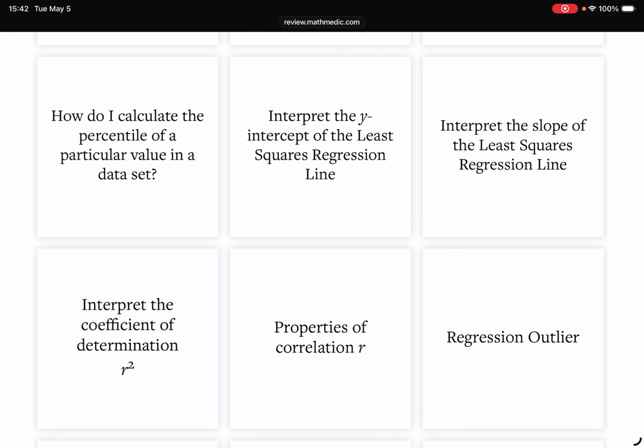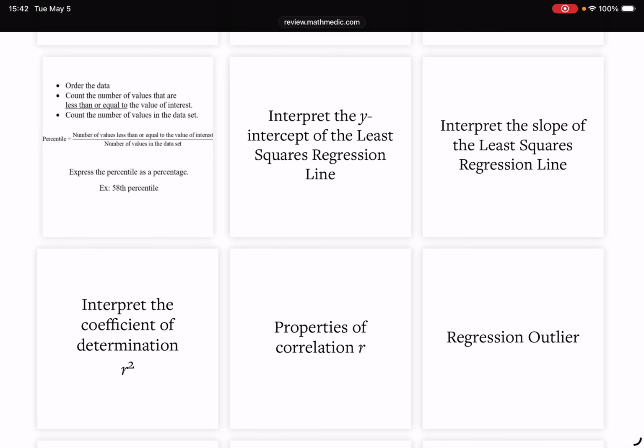How do I calculate the percentile of a particular value in a data set? So it says order the data, count the number of values there are less than or equal to the value of interest, and count the number of values in the data set. So for example, the percentile is going to be the number of values less than or equal to the value of interest divided by the number of values in the data set. It says, for example, express the percentile as a percent. So the 58th percentile. Remember that it's different than 58%.